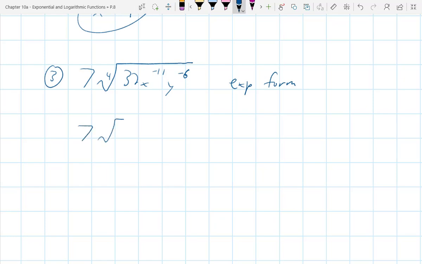But there is one change you may want to make before you do anything. 32 should be written as a power of a simple base. To the 5th, x to the negative 11th, y to the 6th. So if I'm going to write this, it's 7 times, oh, thank you. 7 times, we have 2 to the what? 5/4. And just leave it like that. x to the negative 11/4, and y to the negative 3/2.